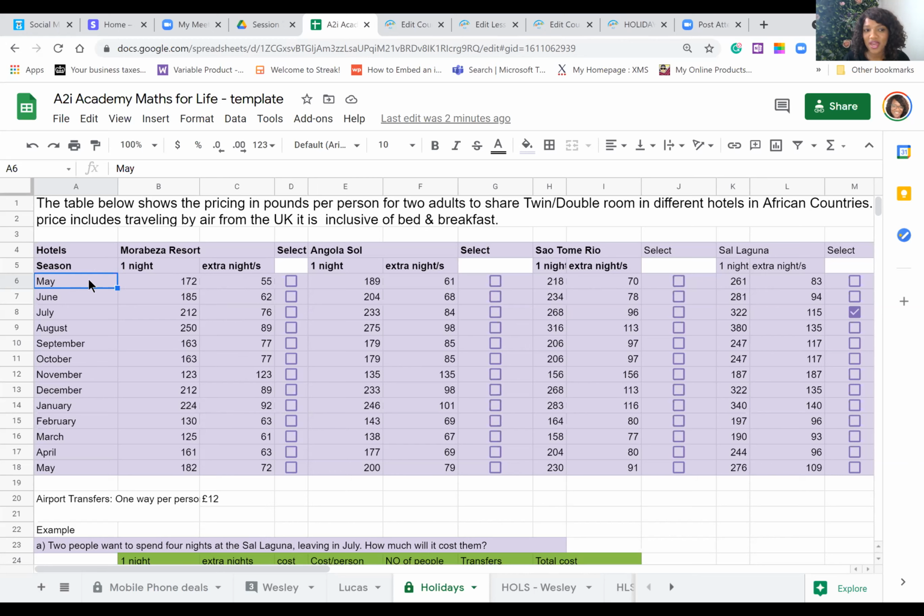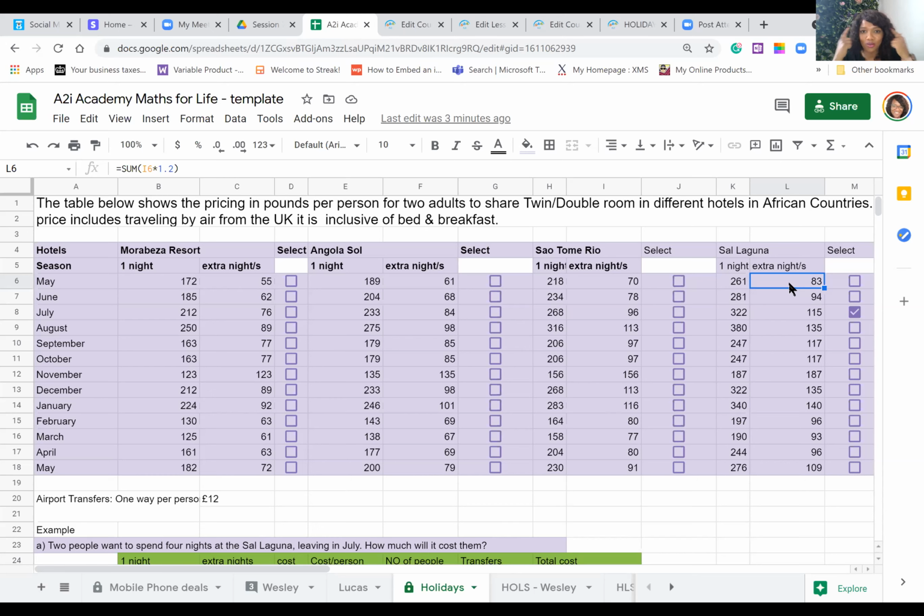So let's say we are in May and we want to go to Sal Laguna. I know that I would want to go for more than one night, so I'll probably select 261 and the extra night. So I'll probably stay there for 2 weeks. So remember to take out the first night. The first night is the most expensive one. So that means if I'm going there for 15 days, I do 15, take away 1, which we know is 14, and times by 83. Because I know that the first night is 261. And I don't need to calculate this.